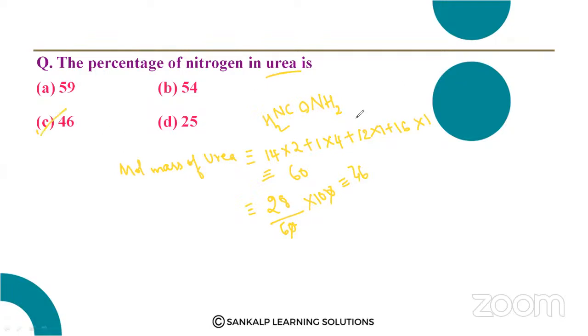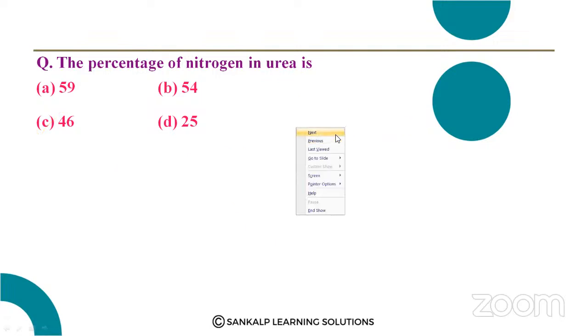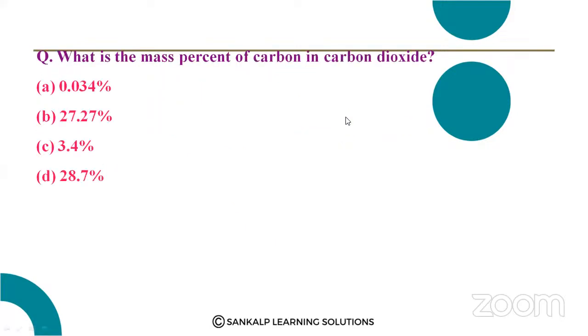So we'll go further. What is the mass percent of carbon in carbon dioxide? Carbon dioxide is CO2. So the molecular mass of carbon dioxide is what? Calculate. 12 into 1 plus 16 into 2. So what is the molecular mass? It comes to be 44.